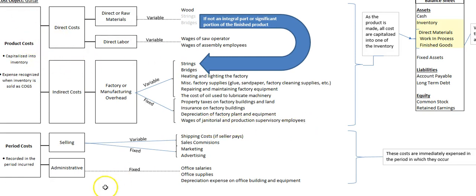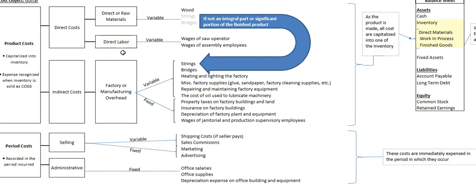That's on the product side. On the period side, we have selling and administrative expenses. Okay, remember these are expensed immediately. They hit the income statement as an expense immediately. These are capitalized into the inventory. In other words, you shift these into inventory, and eventually you sell them. Once you sell them, you recognize the expense as cost of goods sold.